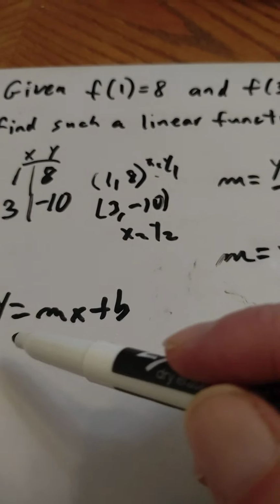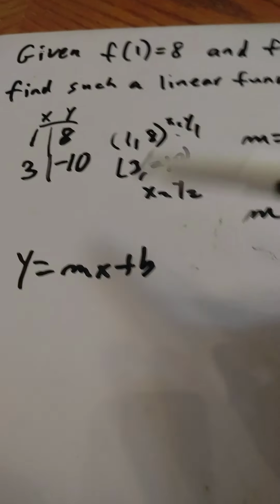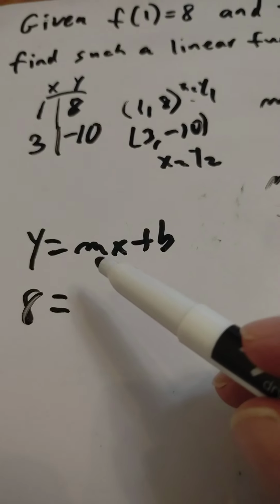So what am I going to plug in for y? 8. So I'm going to write 8 equals m. What is m? We worked hard to get m. That was negative 9.